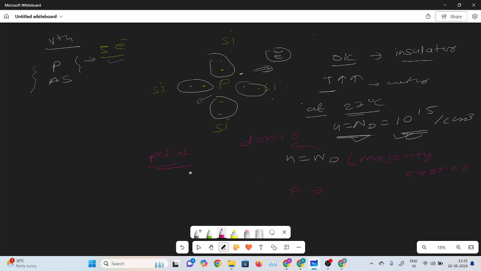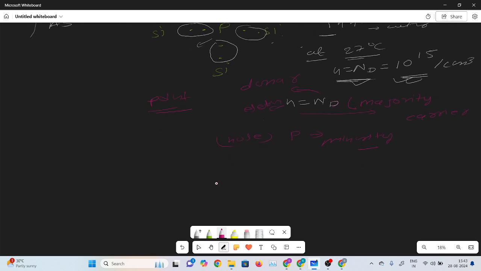This is the hole concentration, and this is the electron. So the electron will be the majority carrier, but the hole is the minority carrier. You should remember that point. So in the n-type semiconductor, the electron will be the majority carrier and the hole will be the minority carrier.